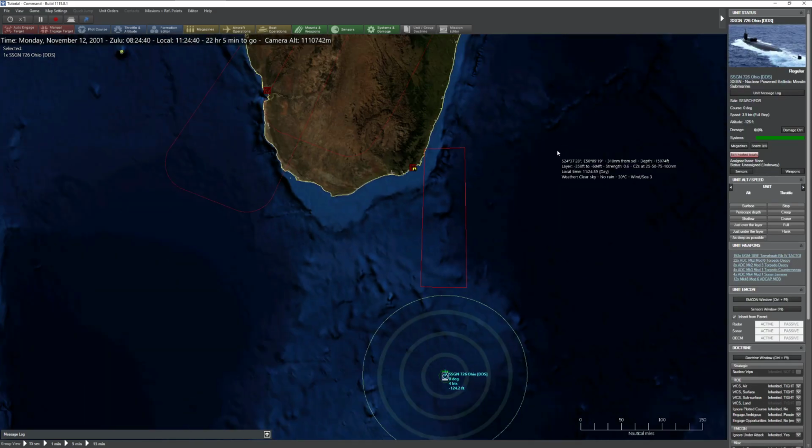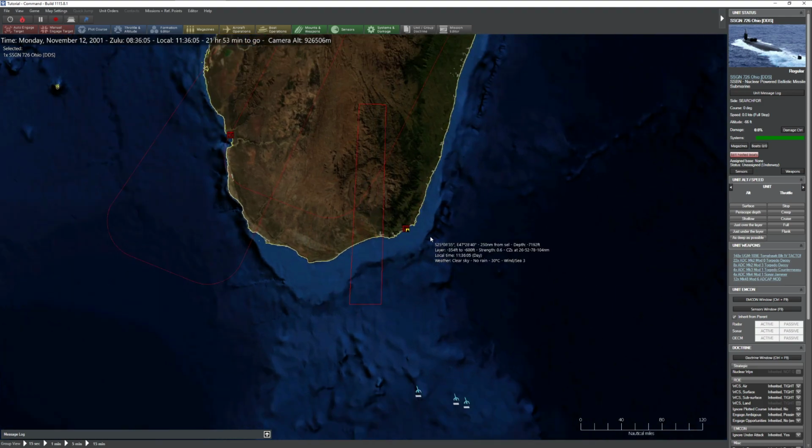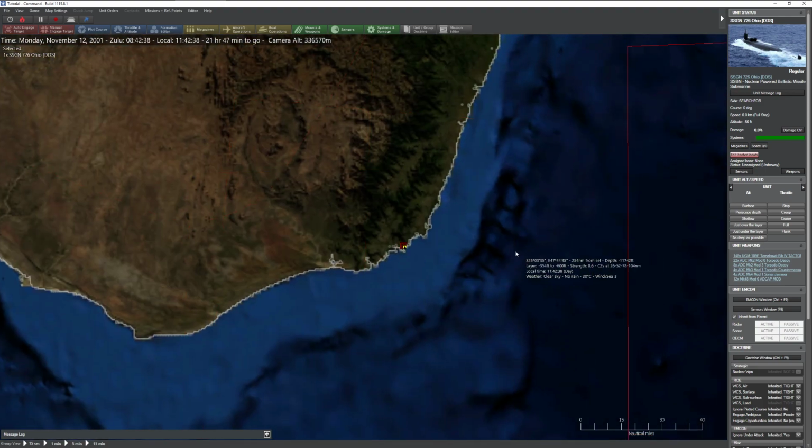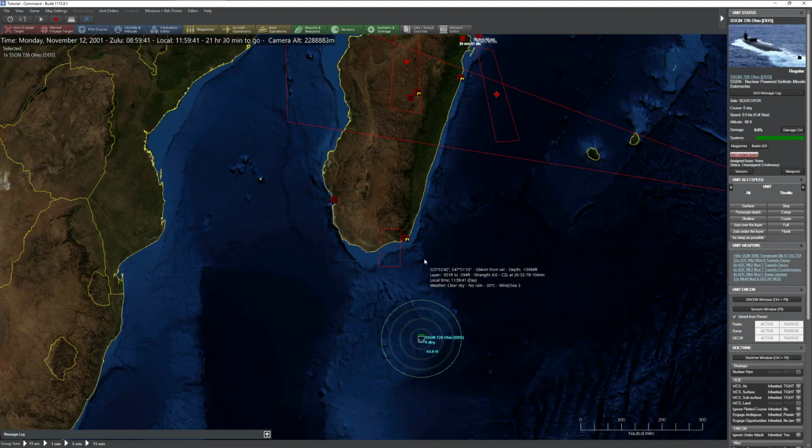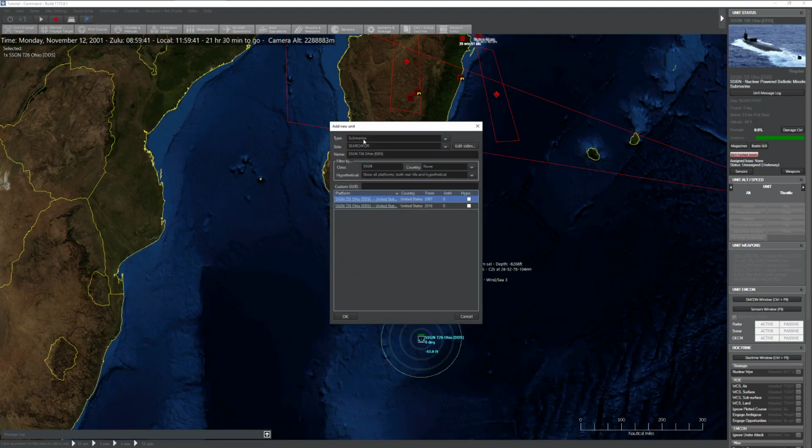Of course, we just declared war on Madagascar. And what is Mozambique doing with an Ohio submarine? Well, we're going to ignore that. And watch this. Pause. So now, of course, what we could do is get something smart. We could get ourselves this.